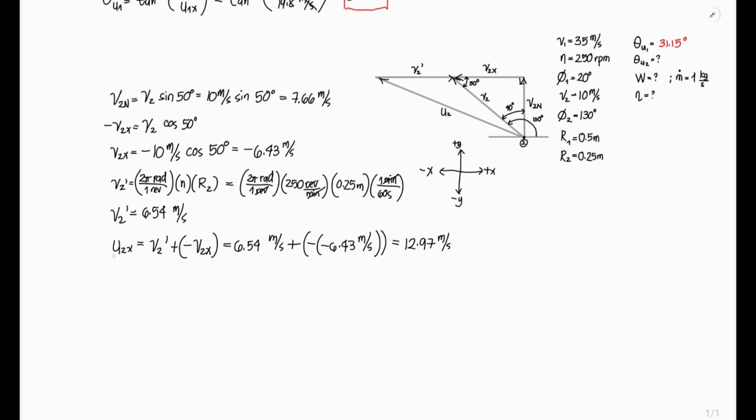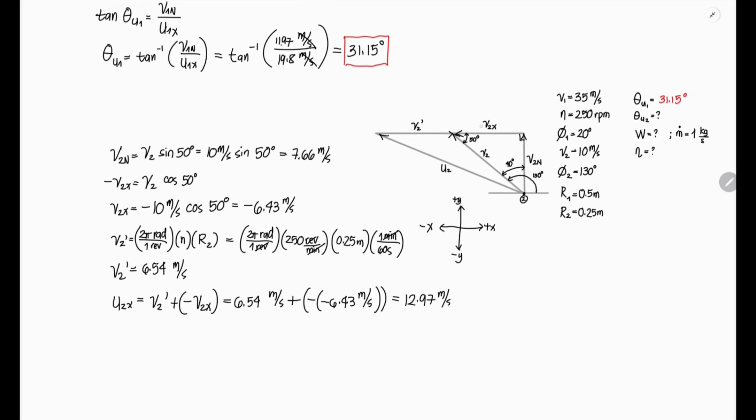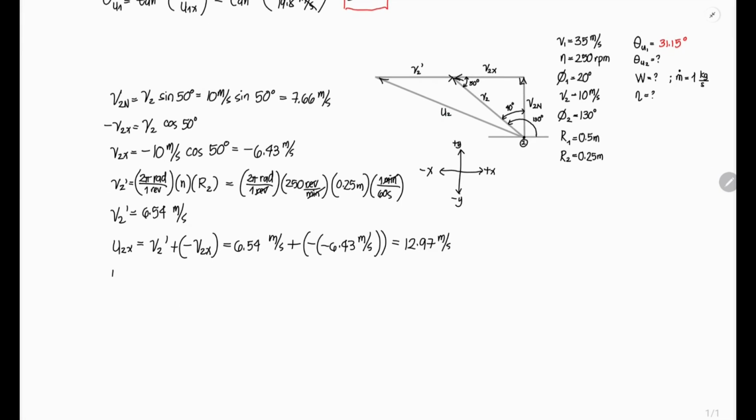Now to solve for the vane angle at the outlet, or the angle of our u2, we can use the values of our u2x and the v2n. Kasi yun yung x component and y component ng ating relative velocity at point 2. So to solve for that, our solution is tangent theta u2 is equal to opposite, which is v2n, over adjacent, which is our u2x.